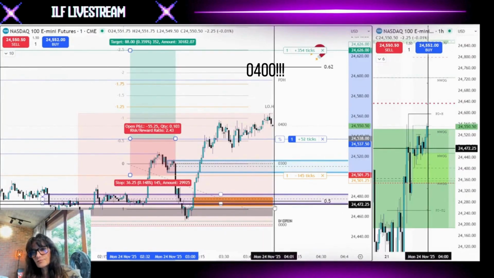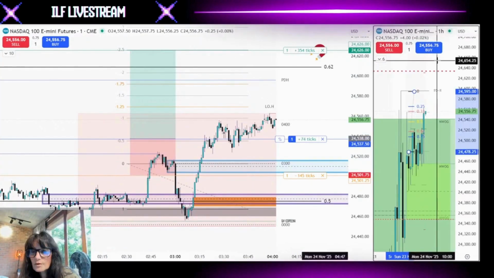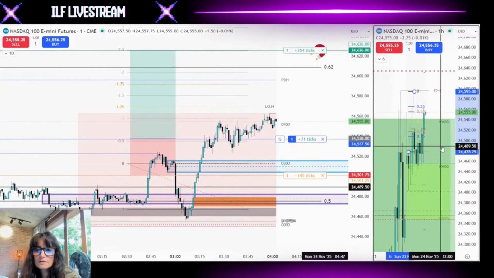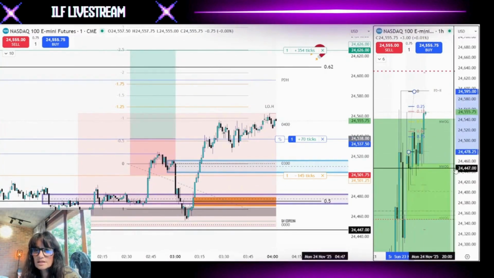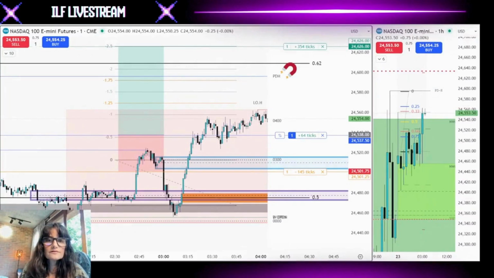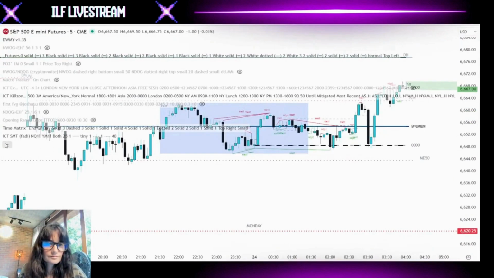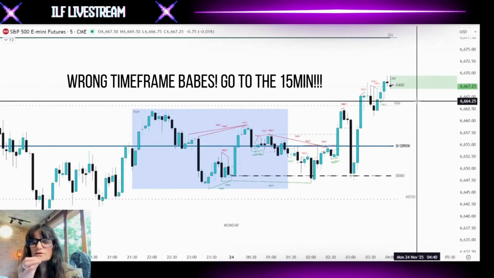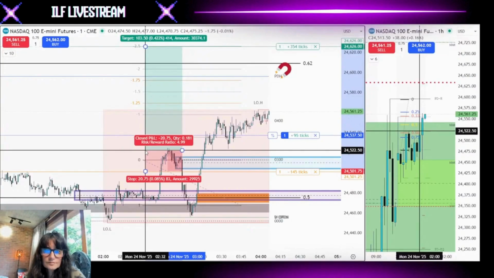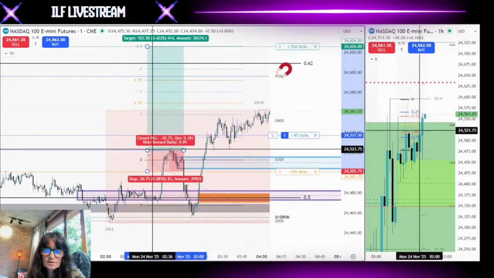Let's see. 4 o'clock. Yay! I really want it to. It really needs to go over this level here. If it doesn't get over this level, we're going to go back down. Come on. Here we have SMT or something. And NQ on ES looks very bearish. This is a bad entry, by the way.